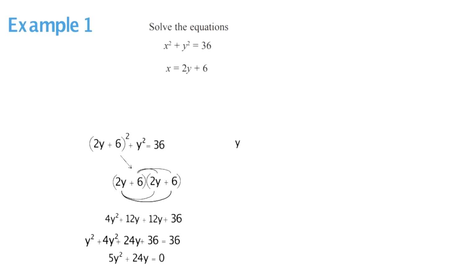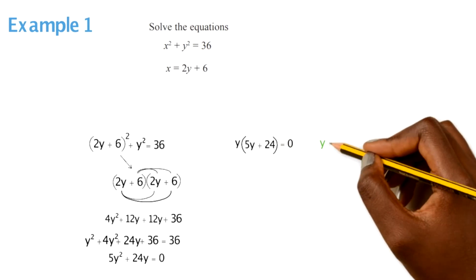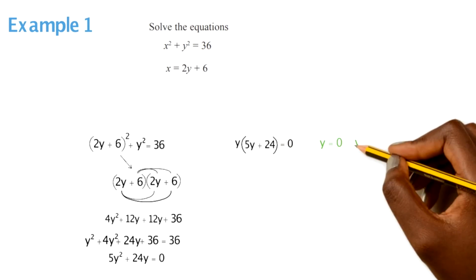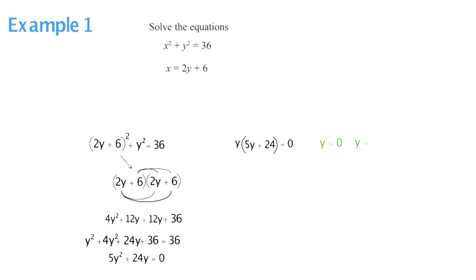Now we're going to factorize. So the common multiple is y. So this time it's a 1 bracket factorization, which can happen, that's fine. And that's equal to 0. And we can still work out our values for y. So y could either be equal to 0 or y could be equal to minus 24 over 5. So this time it has 2 solutions.